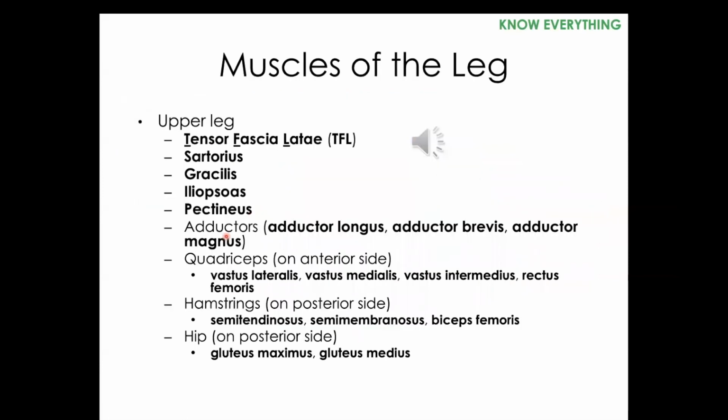Okay, so now we'll go over the muscles of the leg. So we have our tensor fasciae latae, the sartorius, the gracilis, your iliopsoas, the pectineus, our adductor group, which are the adductor longus, adductor brevis, adductor magnus, the quadricep group, which is on the anterior side of the leg, so your quads. You have your vastus lateralis, vastus medialis, the vastus intermedius, and the rectus femoris. And then we have our hamstring group, the semitendinosus, semimembranosus, and biceps femoris. And then lastly, we have the muscles of the hip, which are our glute muscles, the glute max and glute med.